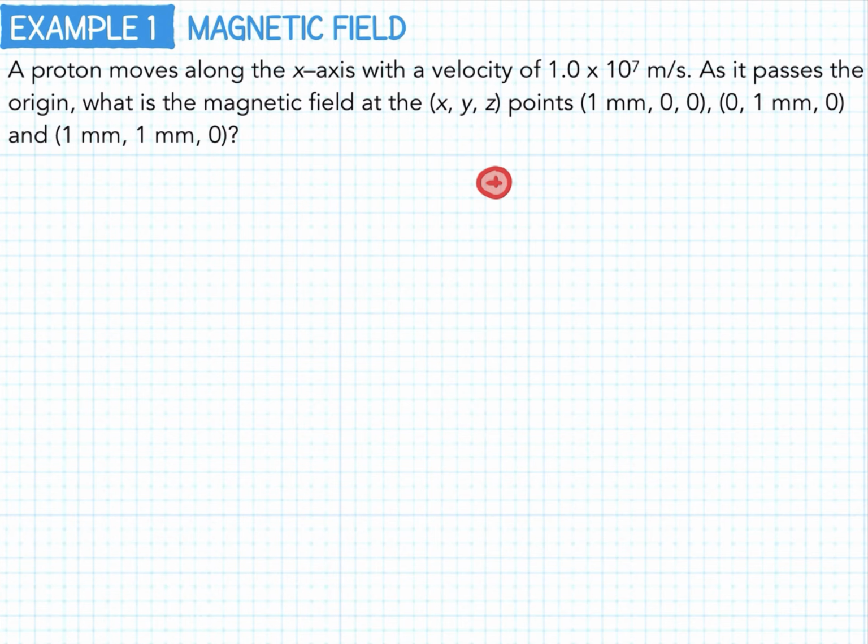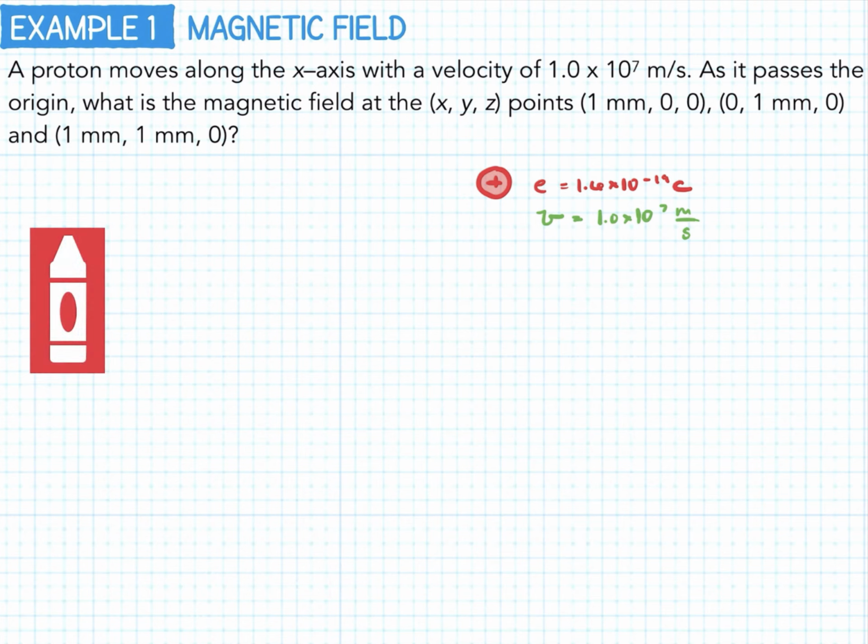So we have a proton, and here's our proton right here. We know this is e, it's plus. This is 1.6 times 10 to the negative 19 coulombs. It's moving along the x-axis with a velocity equal to 1.0 times 10 to the 7th meters per second. When it passes the origin, we want to know what's the magnetic field at these 3 different points.